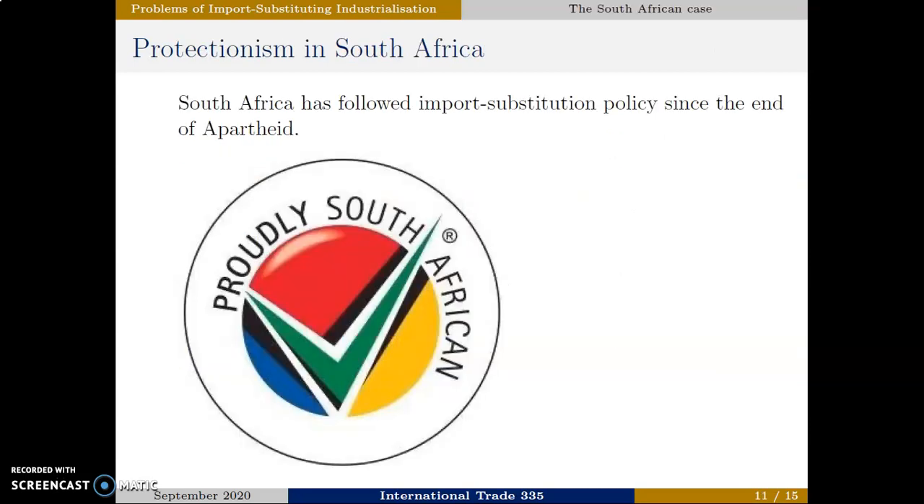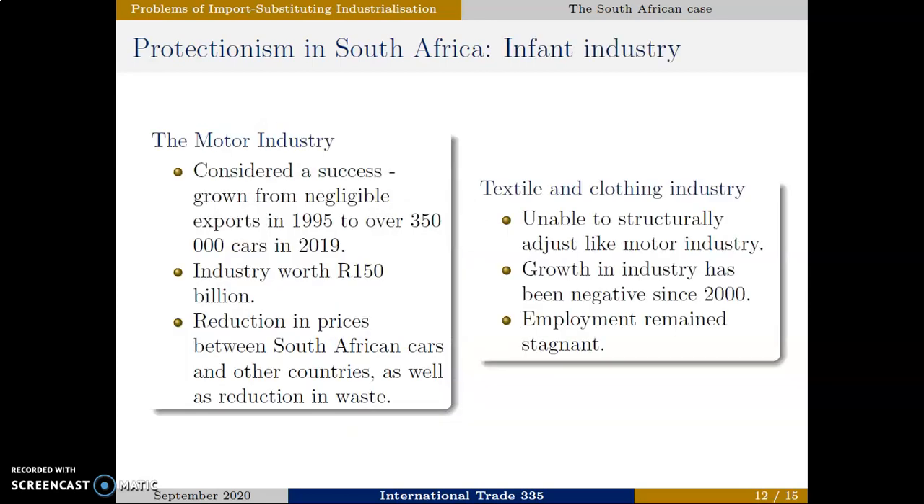Before we move on to the opposite of protectionism and looking at free trade, let's discuss protectionism's history in South Africa. In South Africa, since the fall of apartheid, some form of protectionism has been used. The first and most notable is the Proudly South African campaign that encouraged buying local products rather than imported products. There are also two industries that were identified as infant industries, the motor industry and the clothing and textile industry.